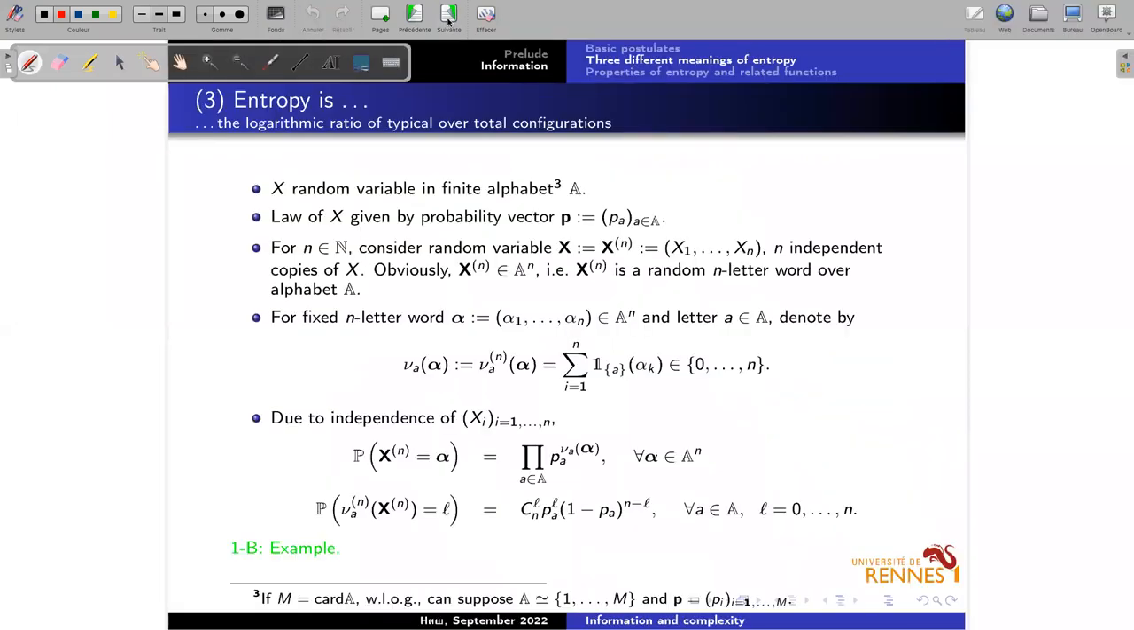Now we pass to the third interpretation of the entropy. The entropy is the logarithmic ratio of typical over total configurations. This is a very important thing. So I have to do some preparation about notation.